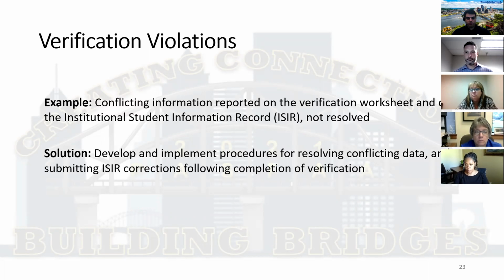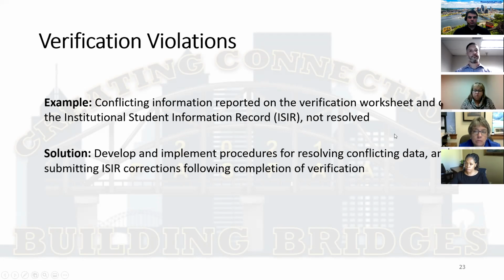And that wasn't resolved before you completed verification and you went ahead and dispersed funds to the student. So what you want to do in that situation is develop and implement procedures so that you're resolving all of that conflicting information prior to moving forward with verification, and make sure that you're submitting those corrections on the ISIR so that you can complete the verification process before you're dispersing any funds.